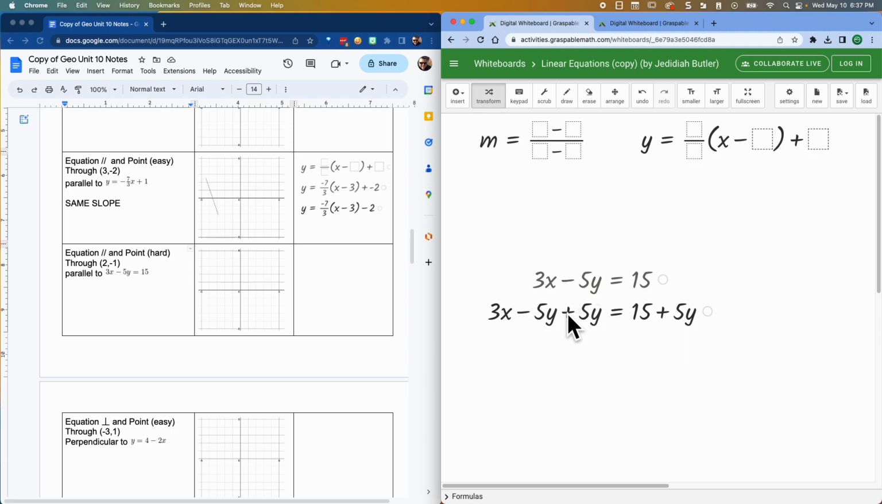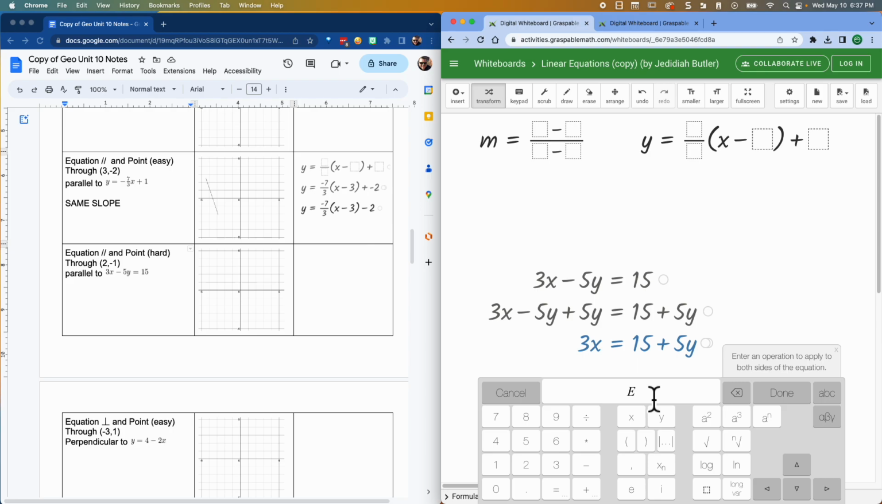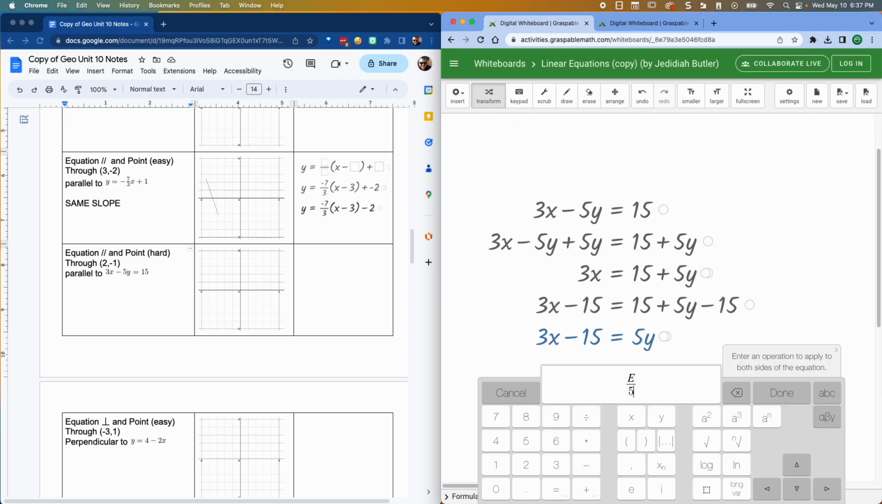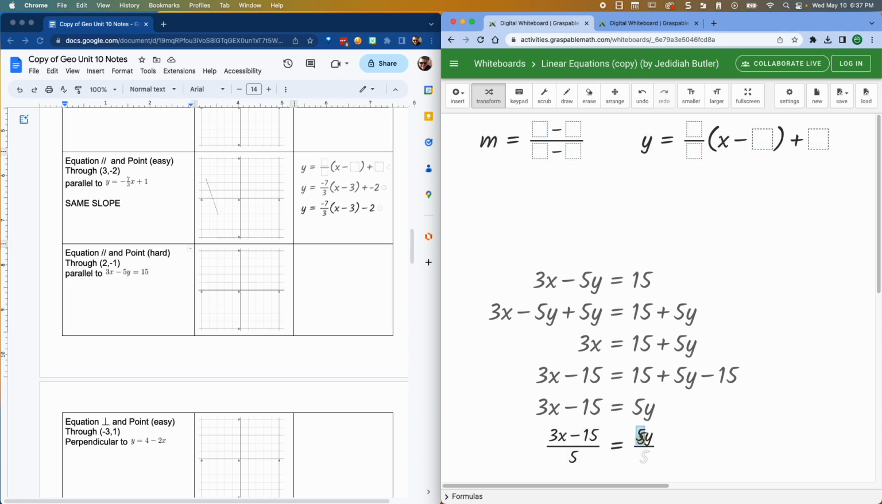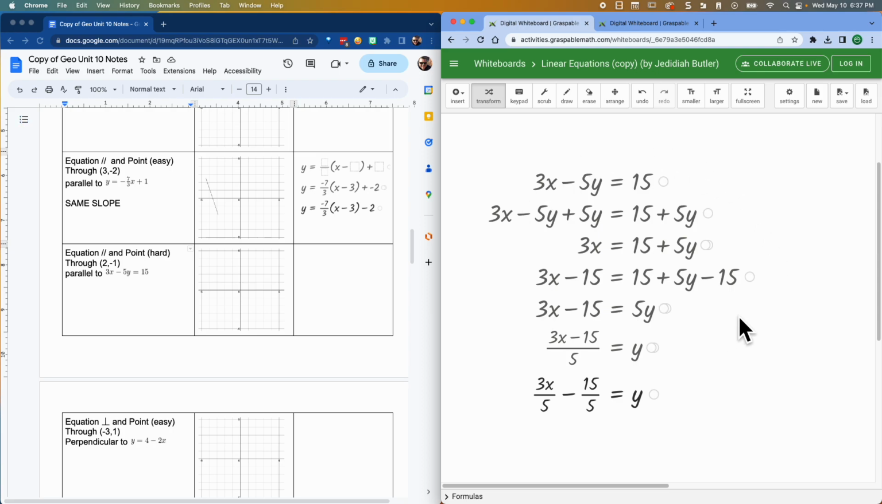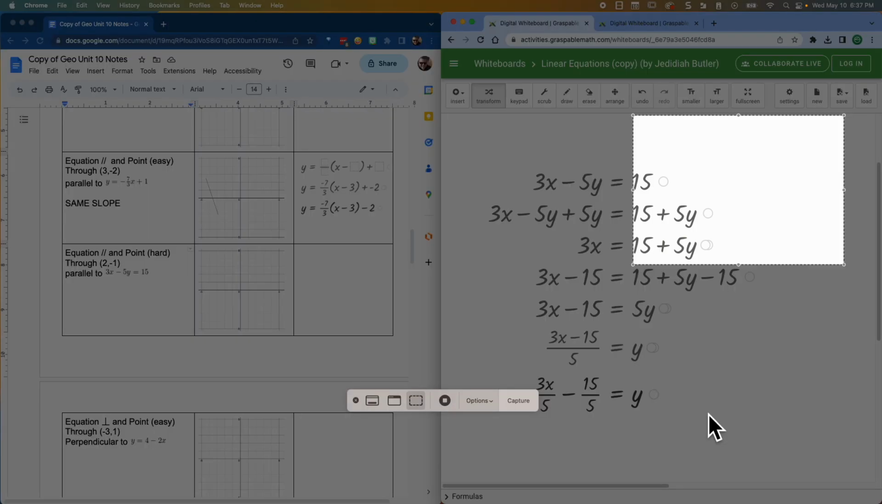And that puts these two 5y's together, puts a 5y over there. And then I'm going to subtract 15 to both sides. This minus 15 will subtract with that 15. So I have 3x minus 15 equals 5y. I could divide by 5 on both sides. That gives me just y. And now I can divide this 5 into both of those terms, and it gives me a 3/5. So I have a lot going on here, but it tells me that the slope is 3/5. That's super helpful.